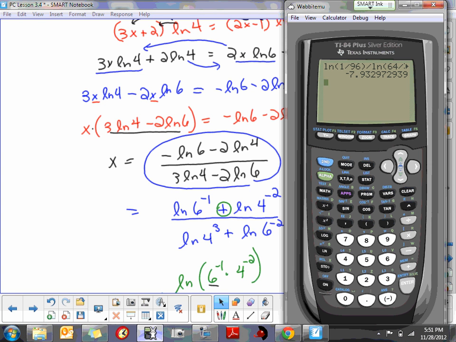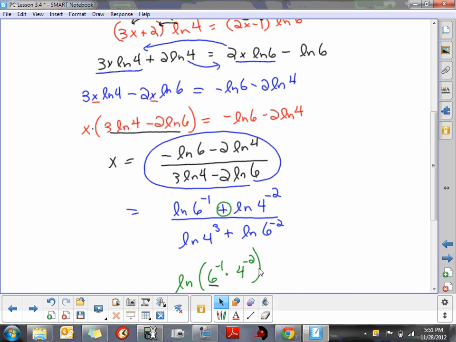So this time I want to put a parenthesis. I got a negative sign, and then natural log of 6, close the argument, minus 2 natural log of 4, close the argument. We want to close that numerator, divided by, and now I'm going to keep the denominator in parentheses. We got 3 times the natural log of 4, close the argument, minus 2 times the natural log of 6, close the argument, close the denominator, enter. Negative 7.93. I believe that is the same value that I had written down here prior.